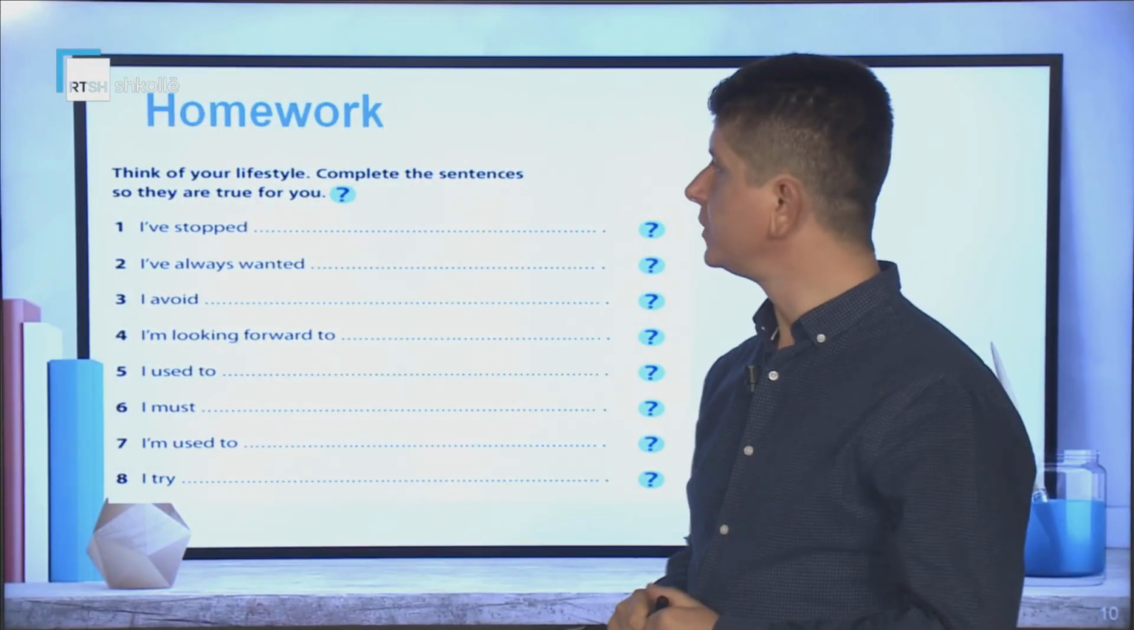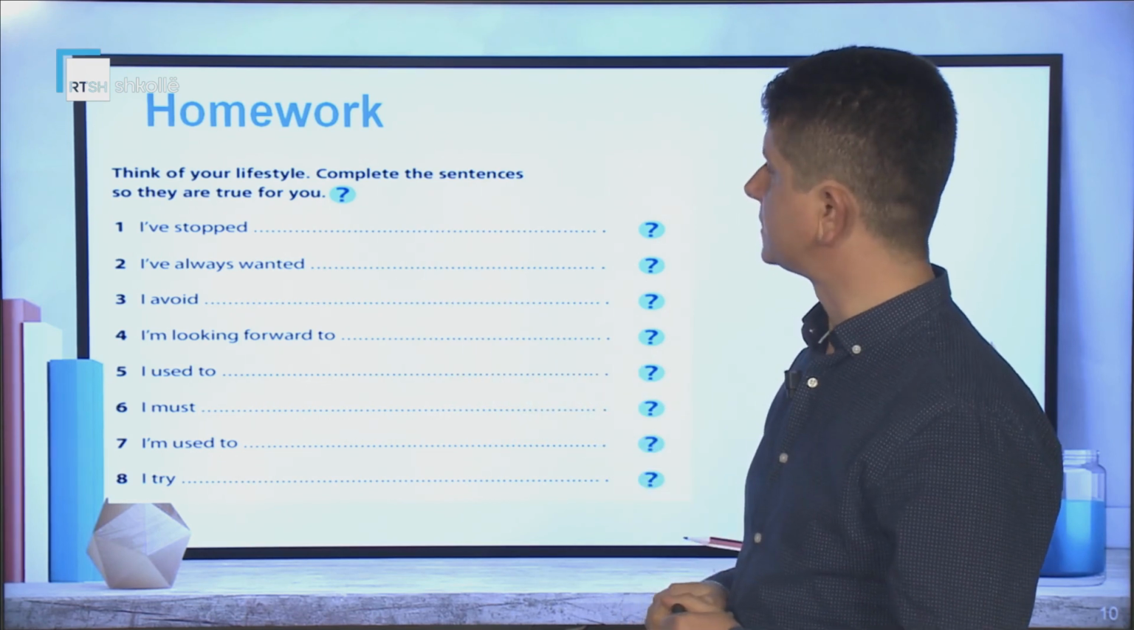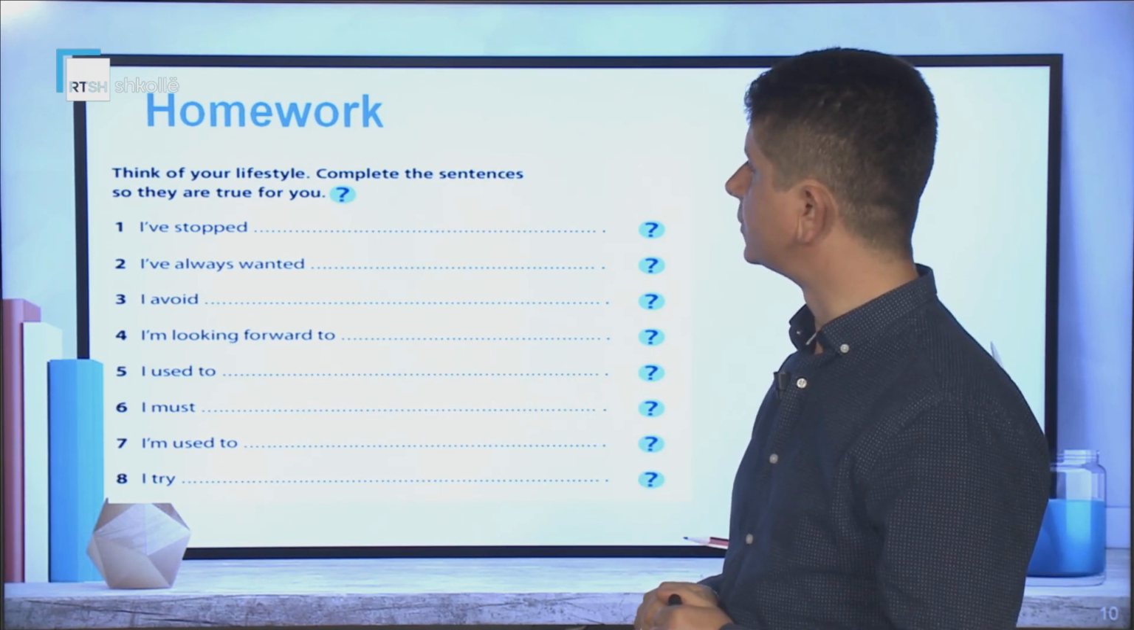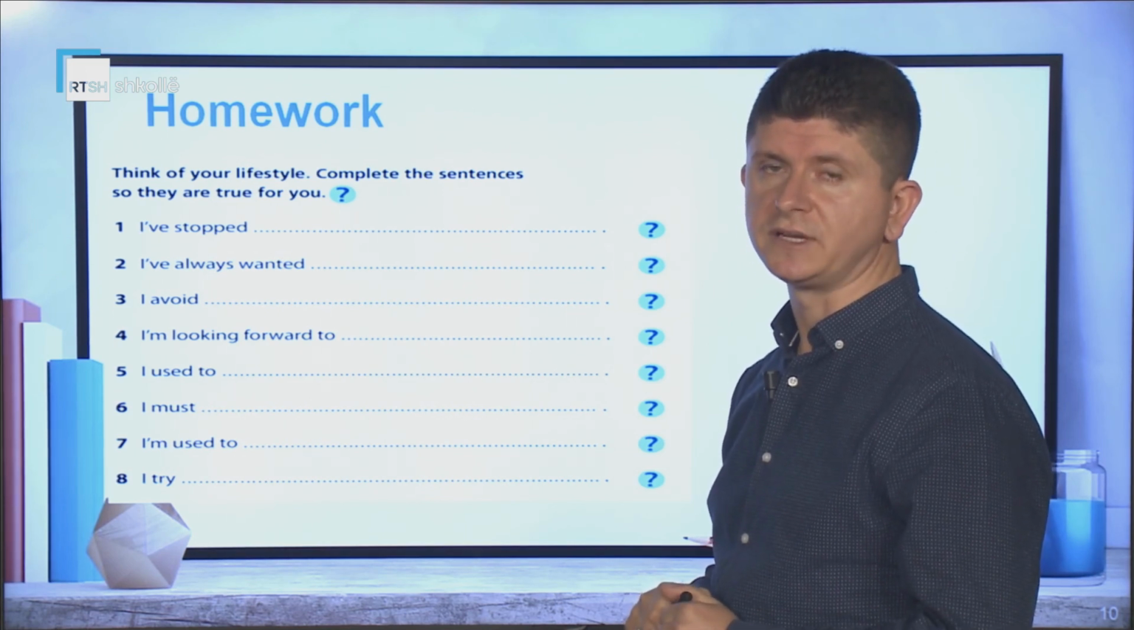For next time as a homework, you are going to complete these sentences. Think of your lifestyle. Complete the sentences so that they are true for you. Remember using the ing forms and the to infinitives correctly.